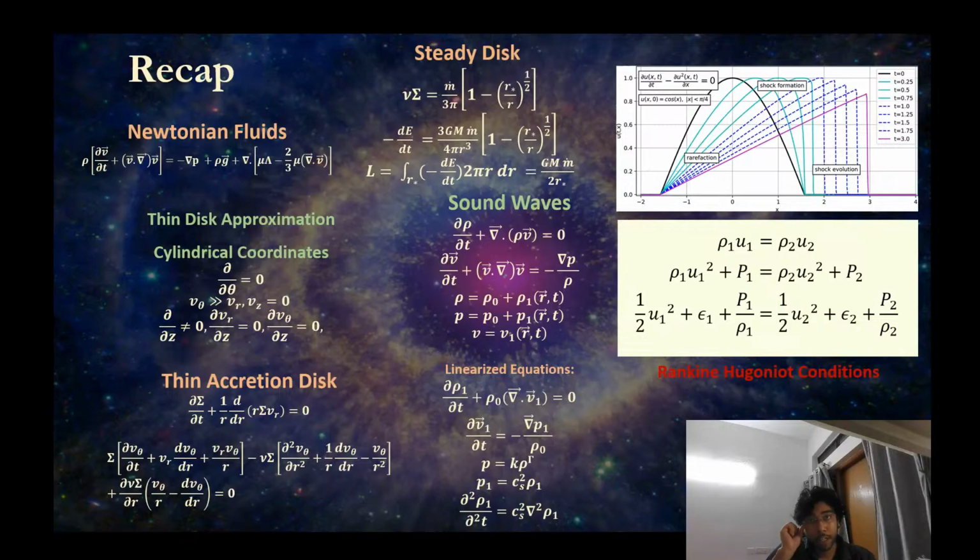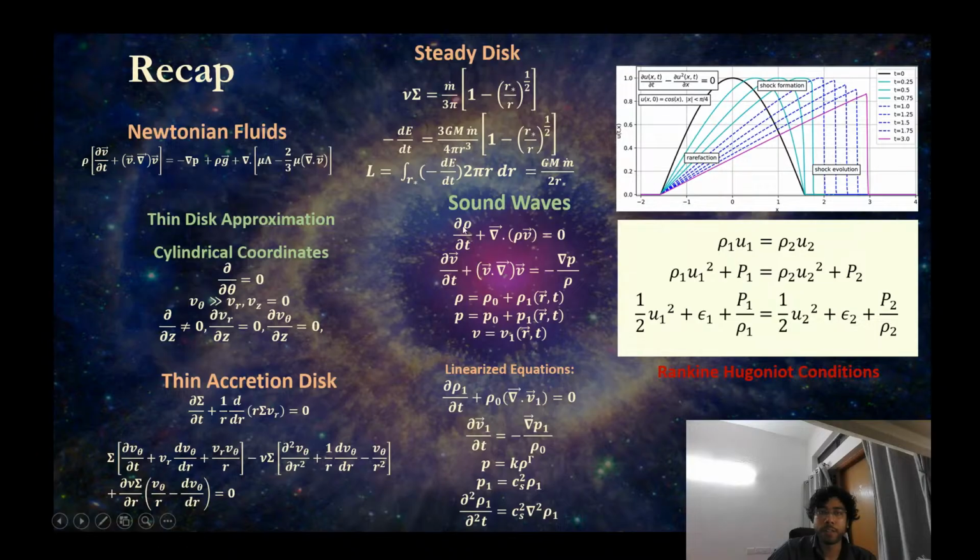Any perturbation that travels from one point to another travels at the speed of sound in that medium, right? In order to have sound waves, we used a technique which is very useful and used throughout fluid mechanics. It's called linear instability analysis.